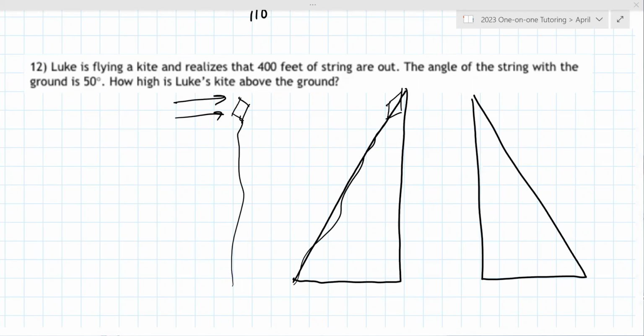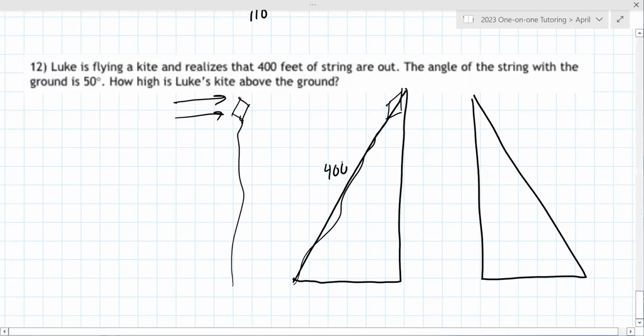Okay, I think 400 is the hypotenuse, and then 50 degrees will be its adjacent angle. And are we trying to find A or B? B. Okay. Now, you could point this out to your instructor: we don't actually know the height, because Luke doesn't hold the kite at ground level. You could ask, what's the height of Luke? Yeah, that's true. If you want some extra credit, maybe. But because we assume he's holding it at his hand level, go ahead and calculate B.